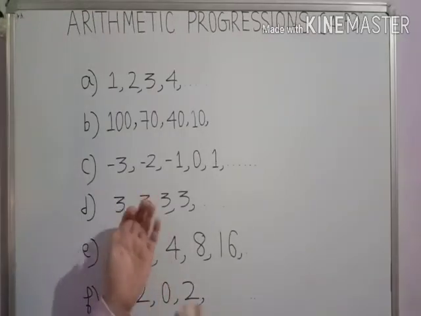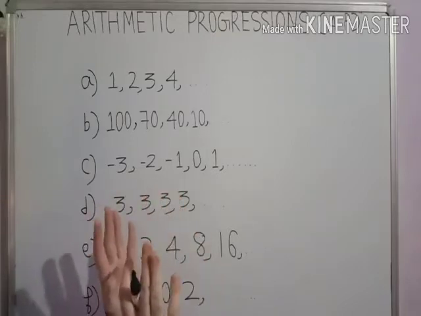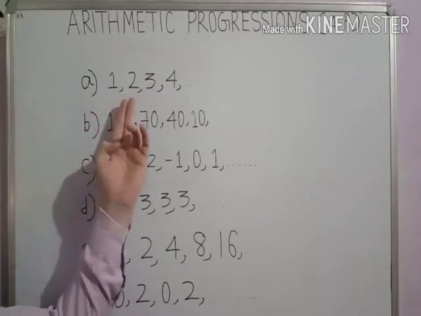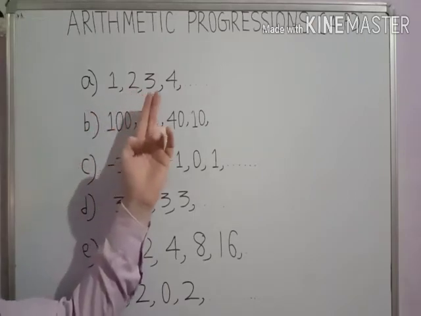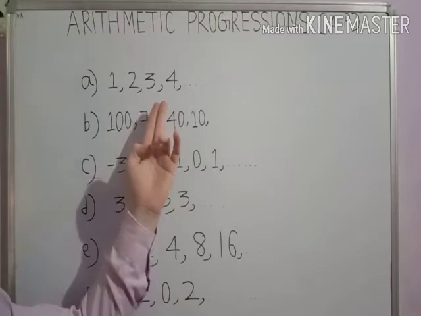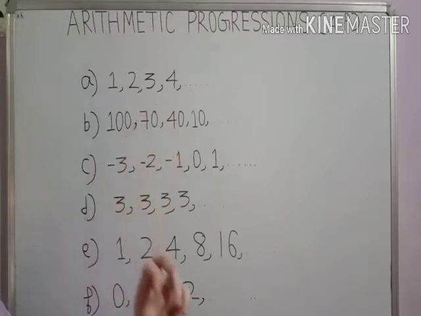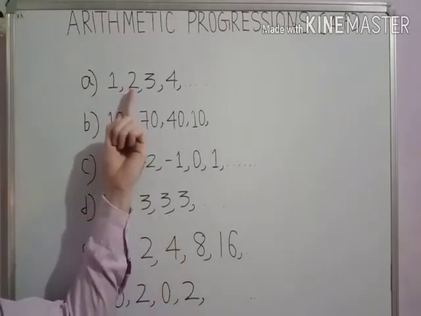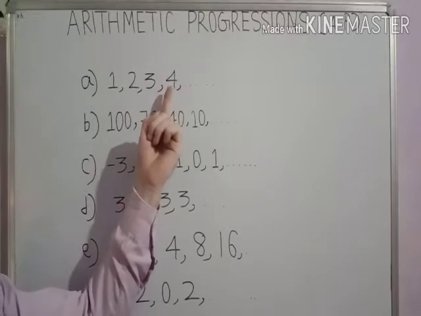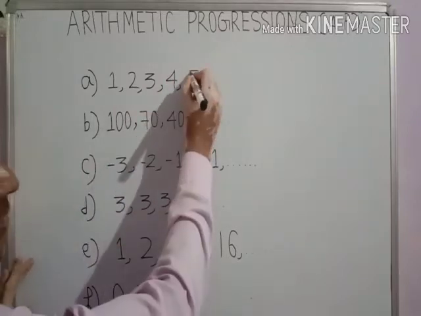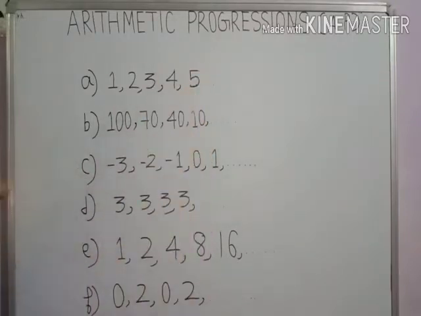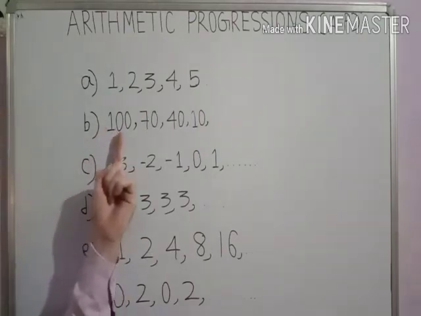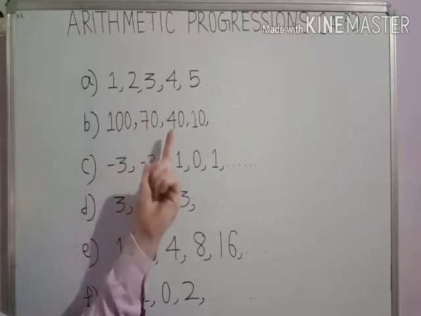And here I have written some patterns on the board. Let us discuss one by one. You see 1, then number 2, then number 3, then number 4. If I ask you what is the next number, your answer is 5, because every time we are adding 1: 1 plus 1 is 2, 2 plus 1 is 3, 3 plus 1 is 4, 4 plus 1 is 5, and we are getting the next, successive number.